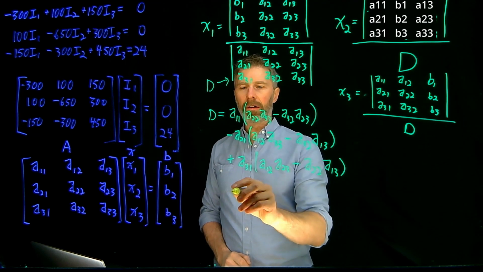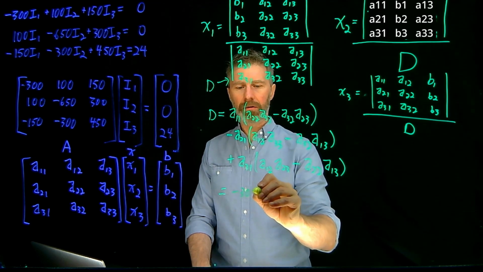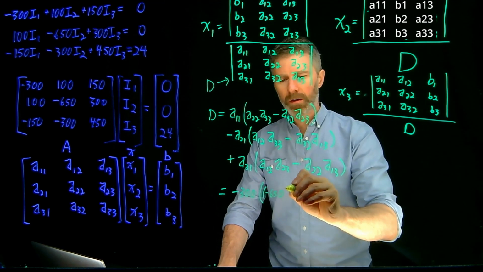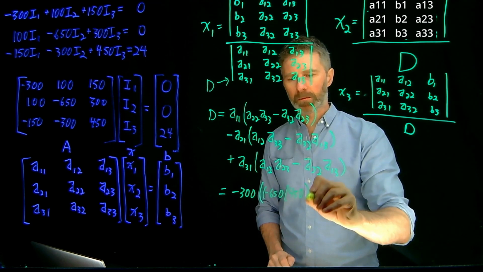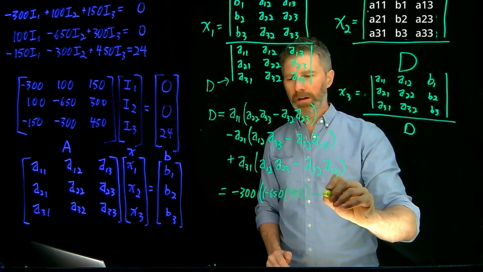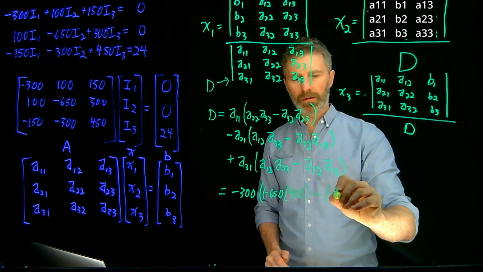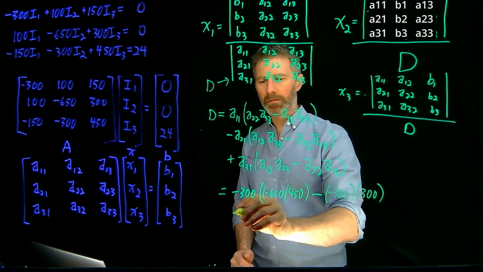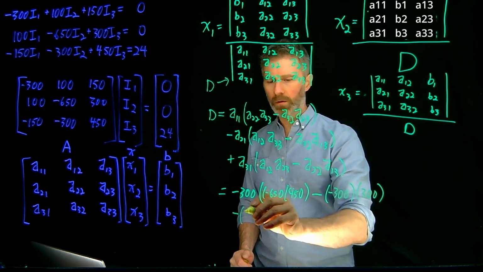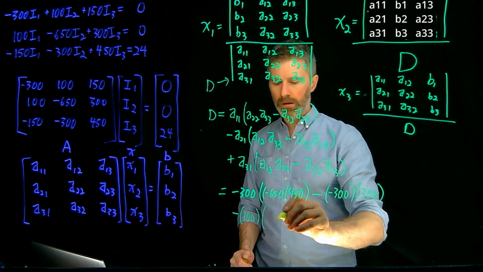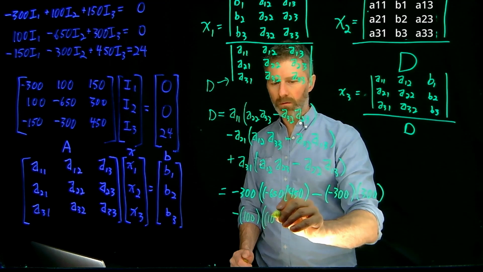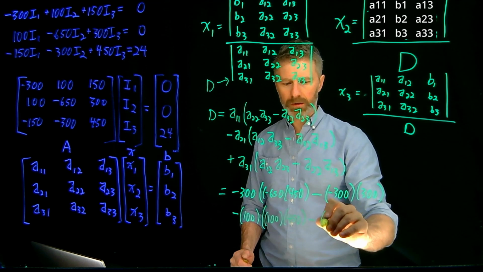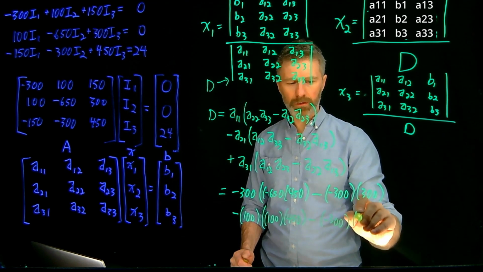So I can plug these numbers in now, and I get minus 300 times negative 650 times 450 minus negative 300 times 300 minus 100 times 100 times 450 minus negative 300 times 150.